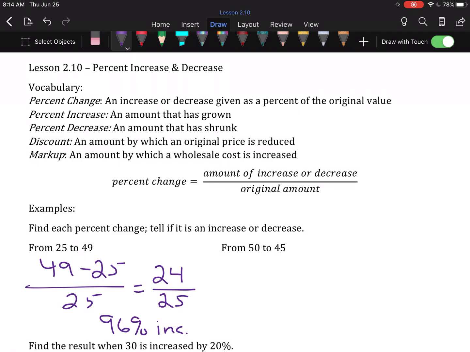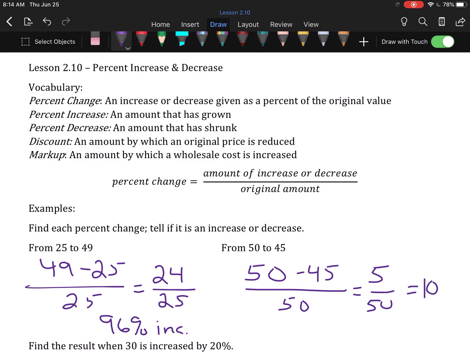Really, it's not even second minus first. It's bigger minus smaller divided by first number. So from 50 to 45, we're going to do 50 minus 45, bigger minus smaller, divided by the first number. 50 minus 45, of course, is 5. And 5 divided by 50 is 10%. This is a decrease. When you do 5 divided by 50, you're going to get 0.1. I'm expecting you can change 0.1 to 10% at this point.